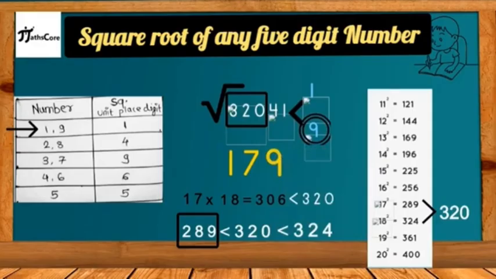So in this way, you can solve any example for the square root of any 5-digit number. This technique is really helpful. By using this table and squares of 10 to 19 numbers, you can find out the square root of any 5-digit number within a few seconds.